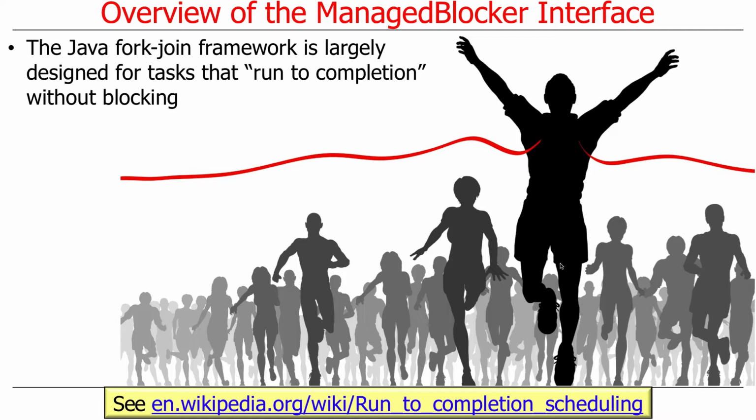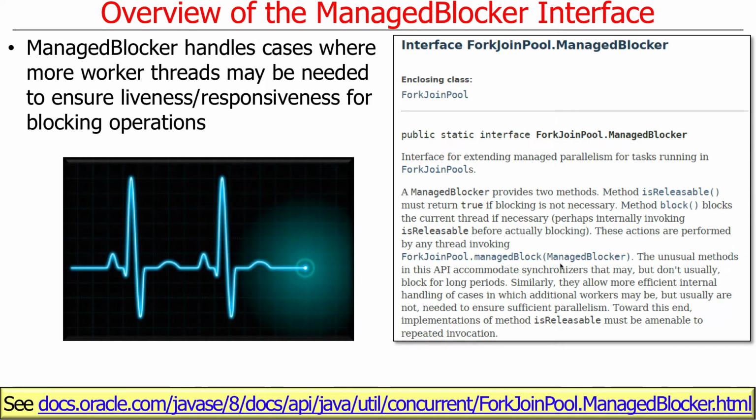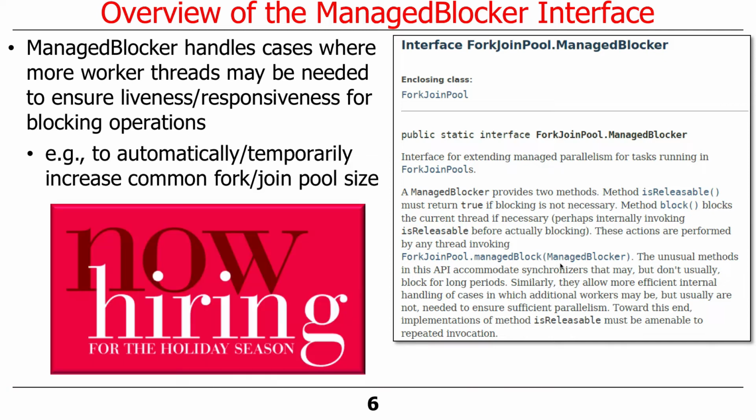But there are certain kinds of tasks that don't run to completion without blocking. And what happens in those cases is you may need to be able to allocate more threads in the common fork join pool in order to keep the system moving forward, in order to make forward progress. That's particularly true for blocking operations. If you recall, last time we talked about downloading images, which you'll get more experience with shortly when you do the next programming assignment. When you're downloading an image, the thread that's doing the download from the remote website will undoubtedly block for a period of time.